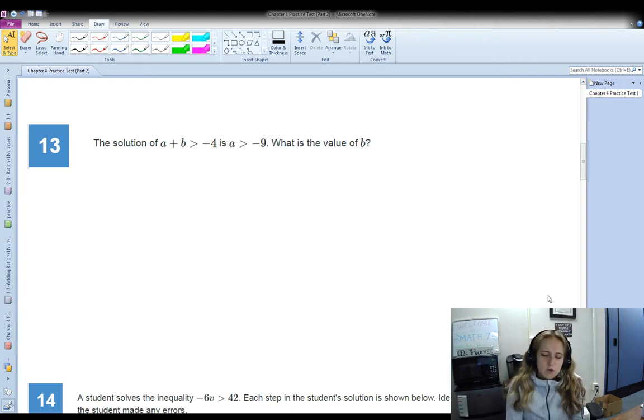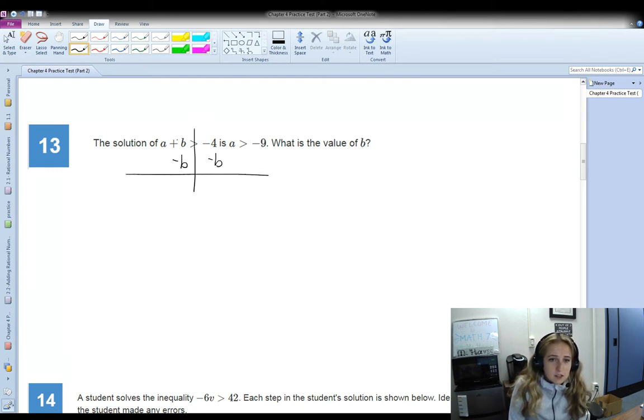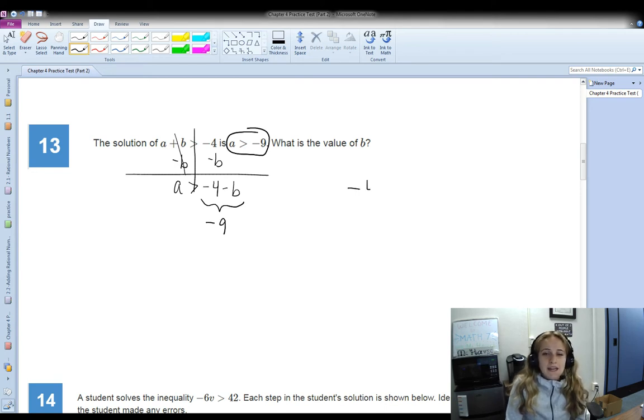Okay, so in order to solve for this, I'm going to solve for A, essentially. So I'm going to subtract the B in order to solve for A. Then I'm going to be left with A is greater than -4 minus B. So now I see here that A has to be greater than -9. So I want to decide this whole thing needs to equal -9. All right. So -4 minus B has to equal -9. So what does B have to be?